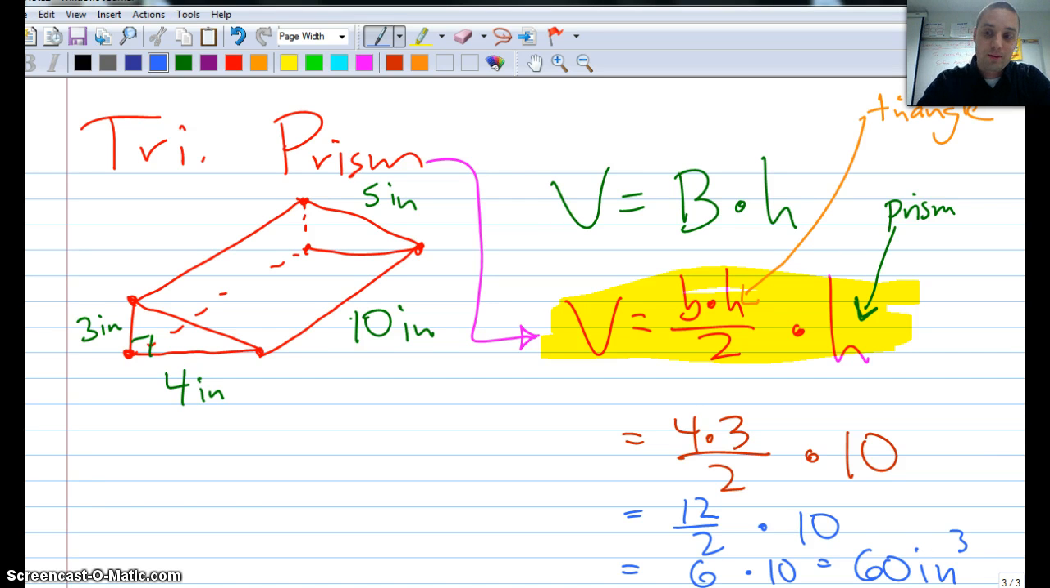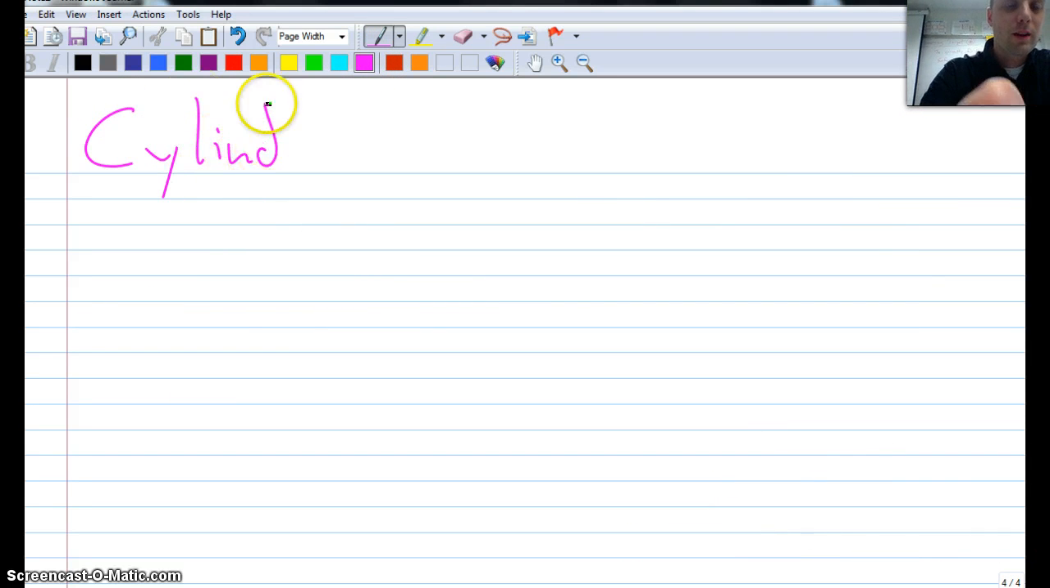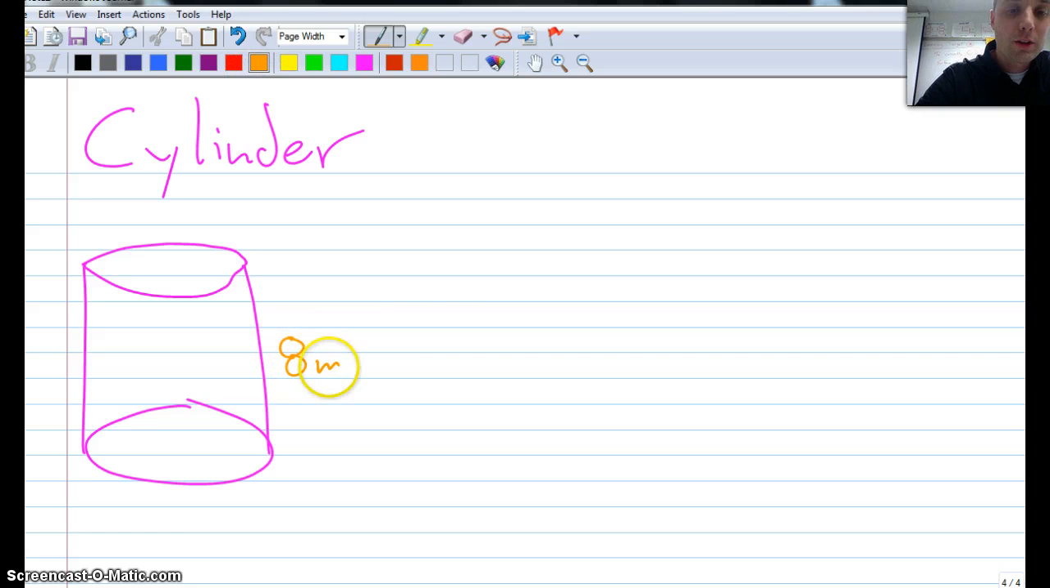Last one, cylinder. Make a heading there that says cylinders. And then draw a picture of a cylinder. Let's say that this cylinder has a height of 8 meters, top to bottom, and this has a radius of 3 meters.